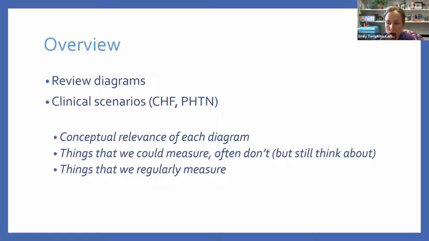And then lastly, there are things that we do actually measure on a regular basis, oftentimes on echo, because that's the non-invasive thing that we have to do to animals. That is a way of trying to approximate some of the things that we can't always measure directly. We'll talk about those things and how those relate to some of the diagrams.